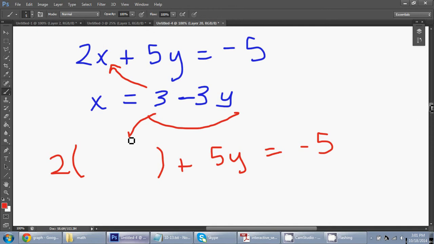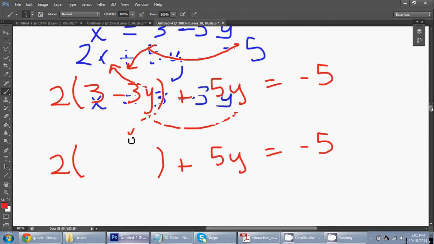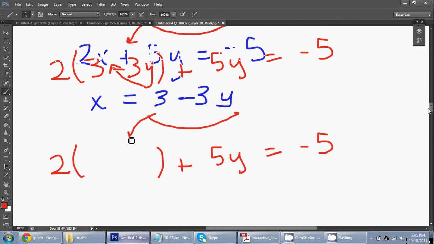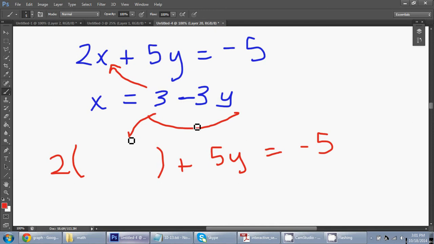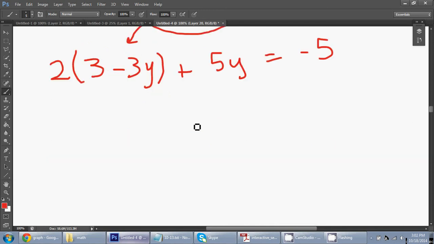Now you can see what happened: the equation only has one variable. It used to have x and y, and now it only has y's in it. When you have one variable and some numbers, you can solve for that variable. So that's what we're going to do. Multiply out the 2. That's 6 minus 6y plus 5y is equal to negative 5.